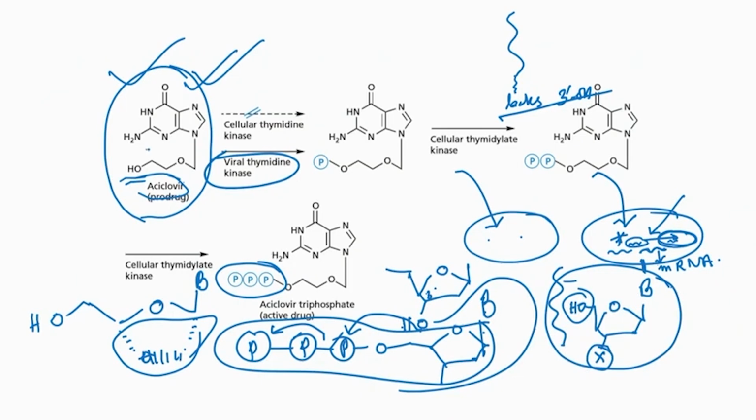So, what happens when this molecule enters the two cells, one infected, another uninfected? In the infected cell, there is viral kinase present. So, it will be converted into the monophosphate, and only then does the host cell machinery convert it to the triphosphate, and it is taken up as a substrate by the RNA polymerase. If it is taken up as a substrate, then what happens? As it is incorporated, the chain stops from further elongation. So, the mRNA will be a truncated mRNA. It will not be a proper mRNA.